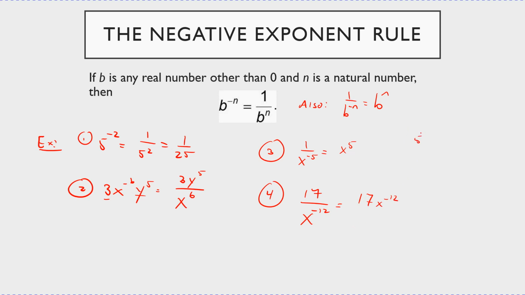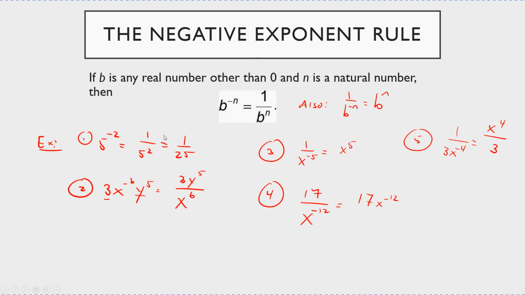And I just want to do one last one. You have to be careful. If you have 1 over 3x to the minus 4, well, only the x has the negative exponent. So that would come up and be x to the 4th, and the 3 still stays down in the denominator. So just be mindful of that. Only the x there has the exponent.